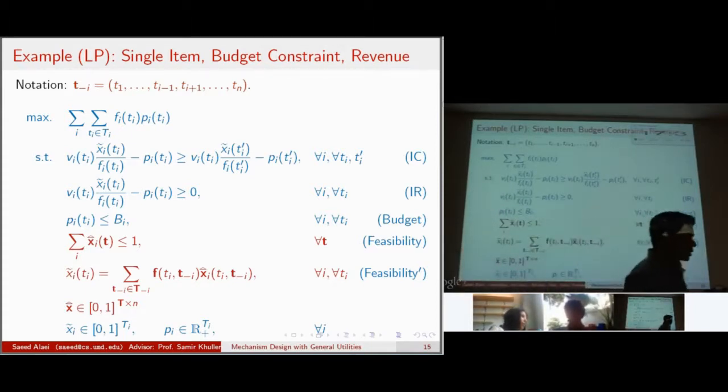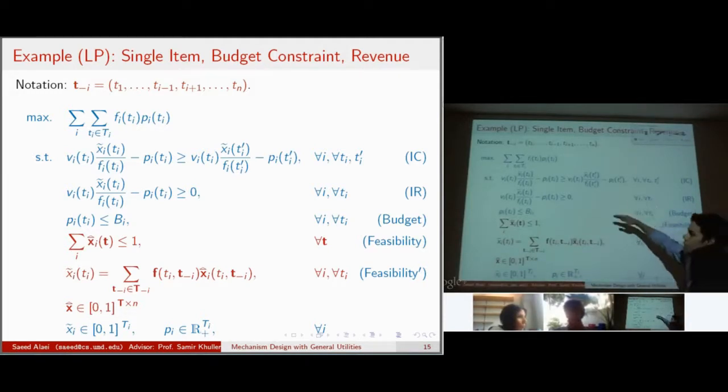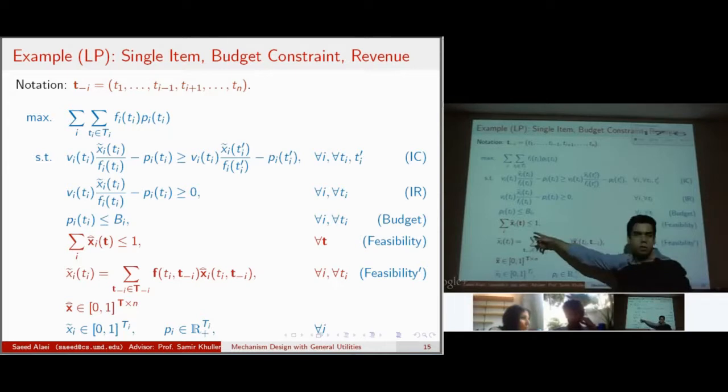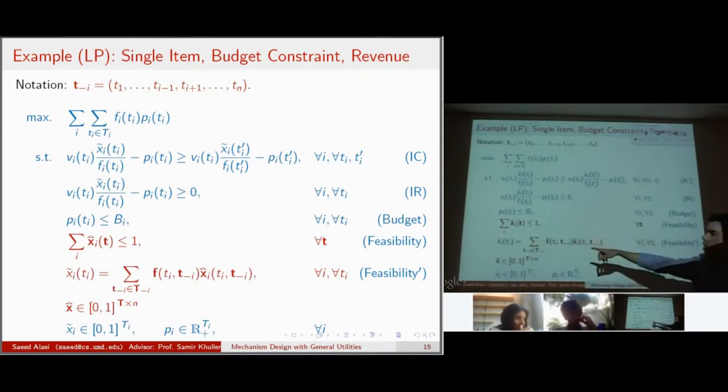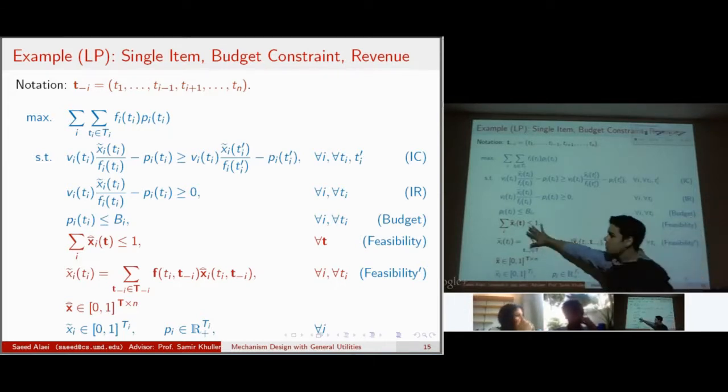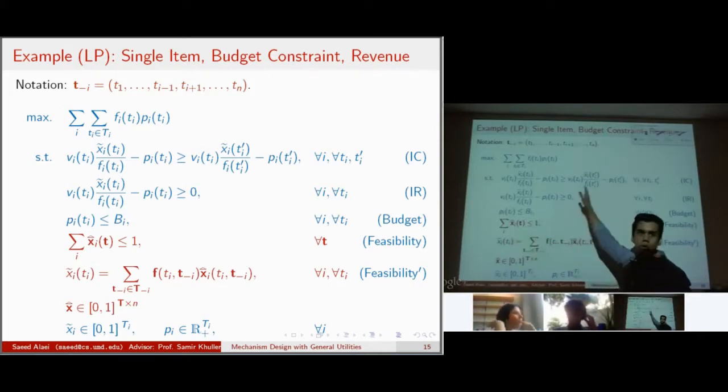If you look at this linear program, the thing that is obvious is that this blue part of the linear program, the size of it is proportional to the total number of types of all the agents. However, the size of this part is exponential in the number of agents because it's using the ex post allocation rule. And this is the only part that depends on the ex post allocation. The whole rest of the linear program only requires the interim allocation rule to compute.